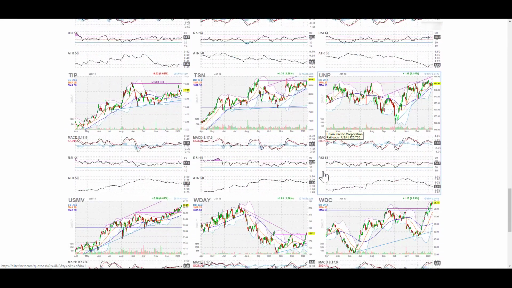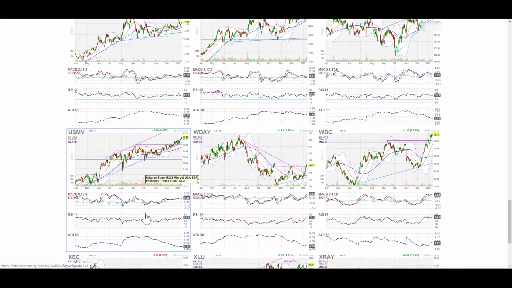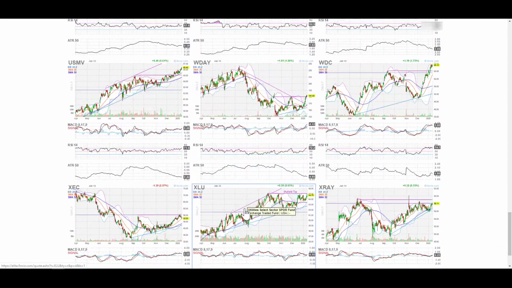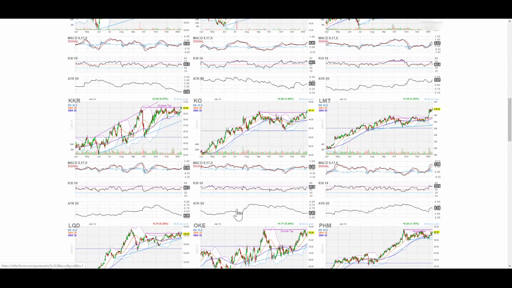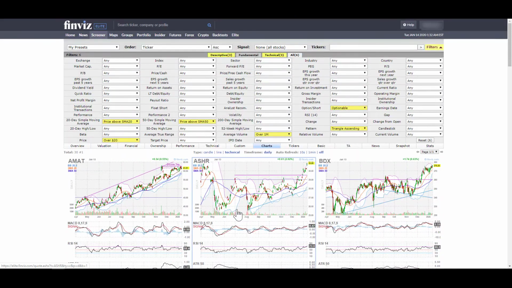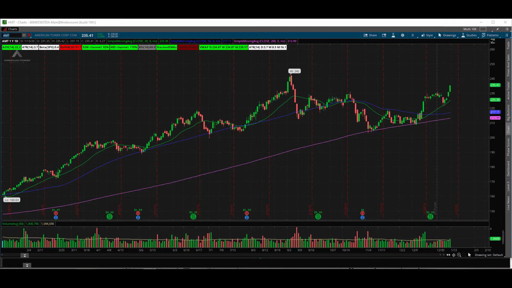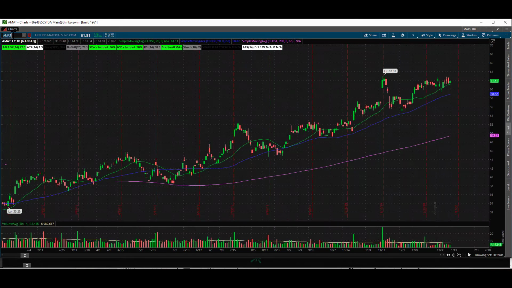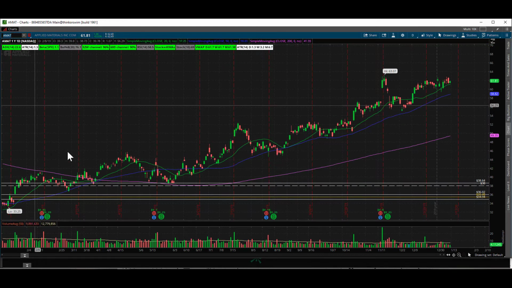Easiest to set up. Alright, we'll look at Lockheed Martin and AMAT as our examples. So stand by one second. Alright, so here's AMAT in the charting system. Oh, sorry, that's not AMAT. That's AMAT.